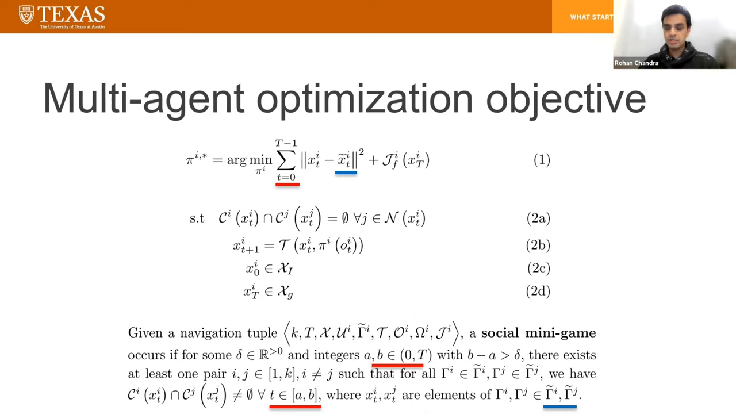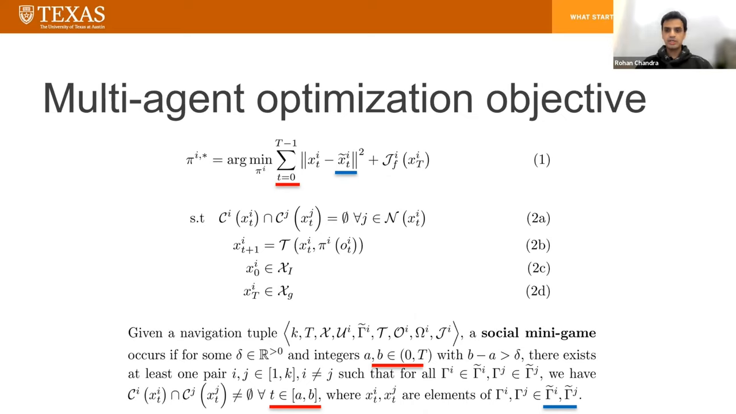So if this definition holds, what you can show mathematically is that this optimization will either not have a solution or will have a very, very suboptimal solution. And that is precisely why you see that either your robots will collide or they will enter a deadlock in a social minigame, like a doorway or a hallway. You can trace its mathematical roots back to this optimization formulation, because this x_i tilde and x_j tilde are going to be in conflict.